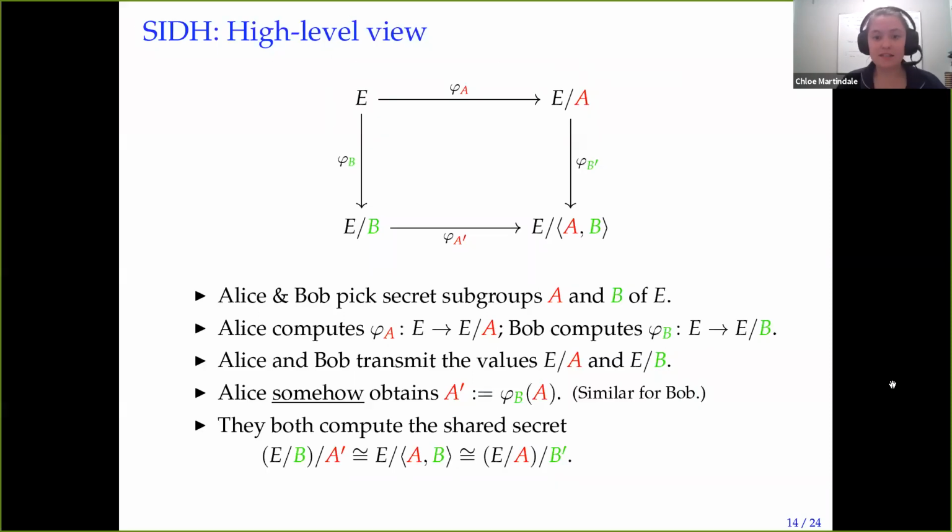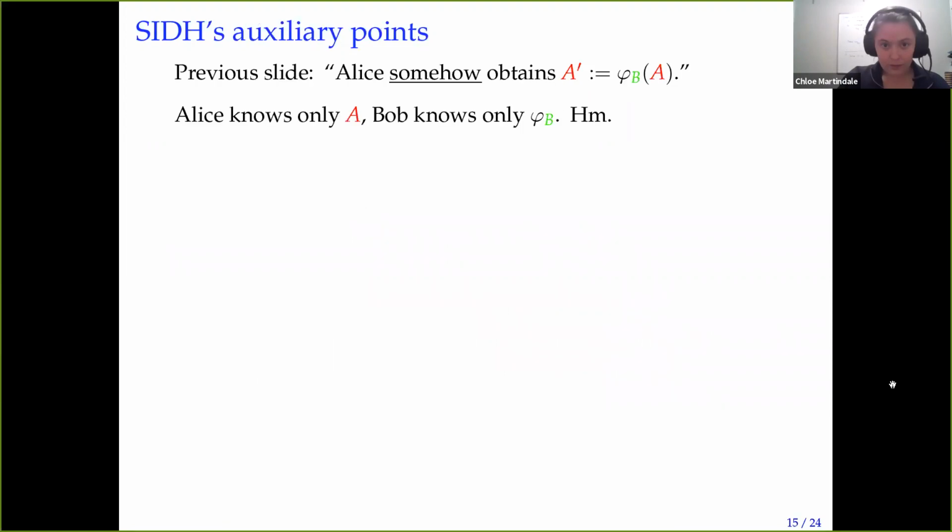Sorry. Any questions about this? The "somehow" will obviously be explained. Okay. So where does this "somehow" come from? It's on the next slide. Alice somehow obtains A' = phi_B(A). But of course, Alice only knows A and Bob only knows phi_B.